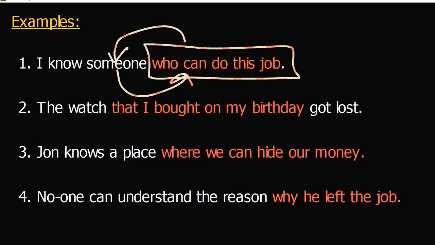Someone, who? Who can do this job? So who is the subordinating conjunction. Can is the auxiliary verb. Do is the main verb. This job is the object. All right. I know someone who can do this job.